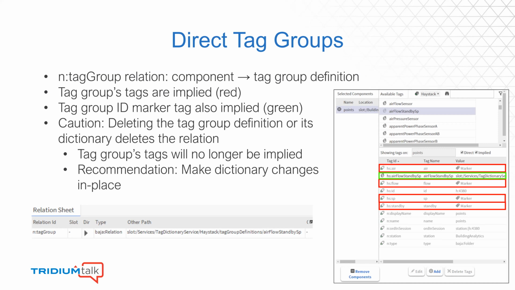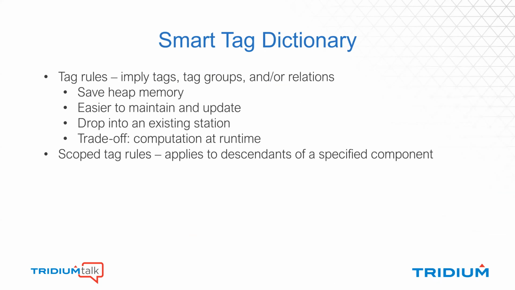Word of caution, if you delete that tag group definition or its dictionary, the relation will also be deleted, meaning those tag group's tags will no longer be implied. So be careful. Our recommendation, make your tag dictionary changes in place. If you replace the tag group definition, if you replace the dictionary, those relations will be gone. So word of caution, please be careful.